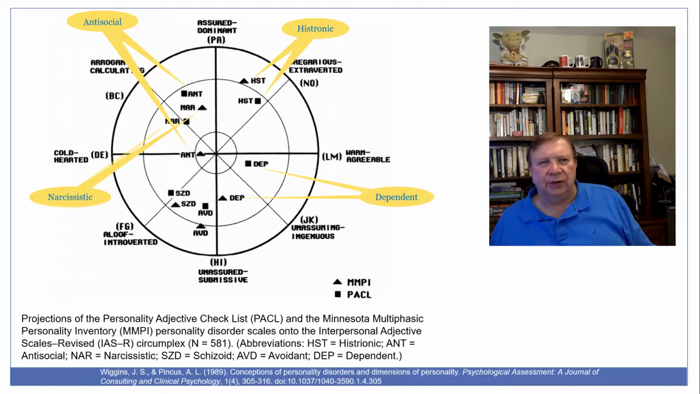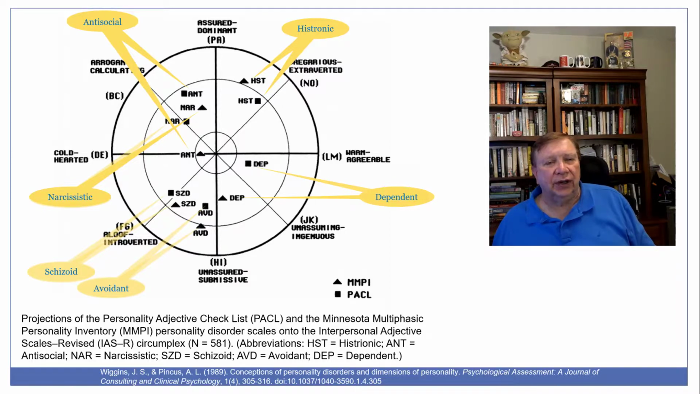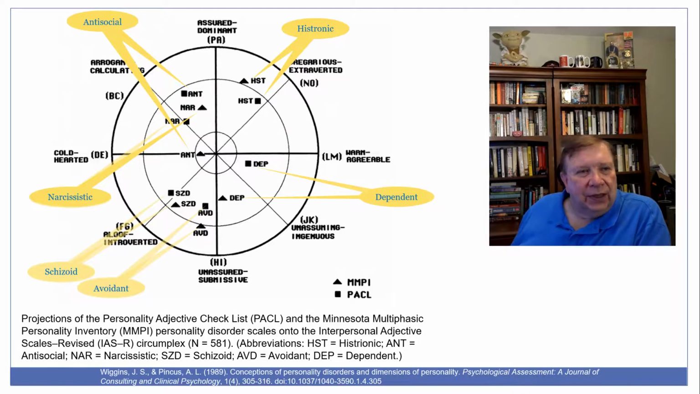Then we have dependent people. Notice dependency splits a little bit between the two scales, but they both fall in the submissive, warm quadrant there. And then we get schizoid, and schizoid is aloof and introverted. And then finally we have avoidant people. And notice avoidant is a little bit cold and a little bit, well, a lot submissive.